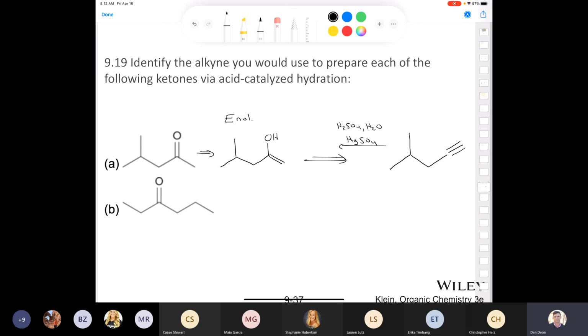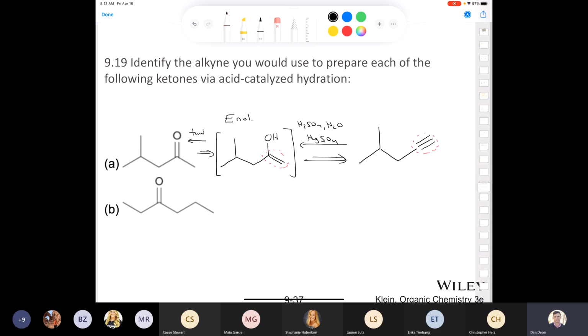This is a retrosynthesis arrow, and say, well, these two carbons right here in the enol, those are the ones that are going to be in the triple bond, like that. So then you cobble it all together and say, if I had this starting alkyne and I treated it with mercuric sulfate, sulfuric acid, and water, I'd end up producing the enol, which will undergo a tautomerization to produce the ketone.